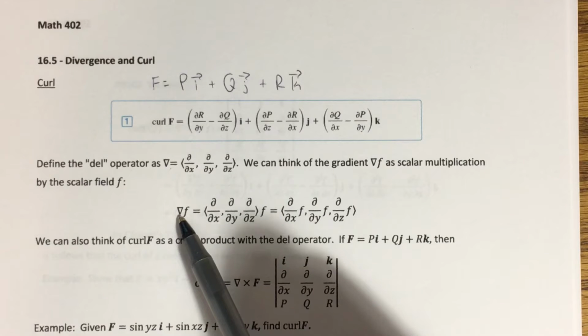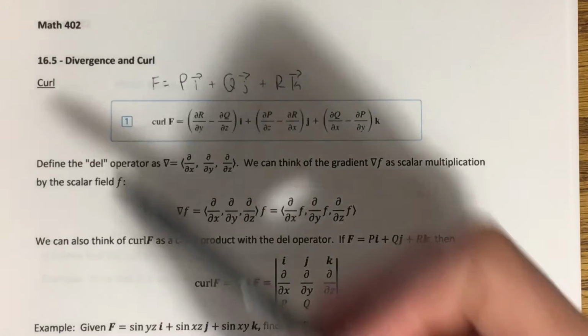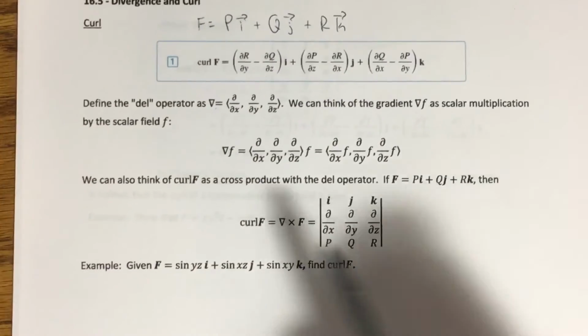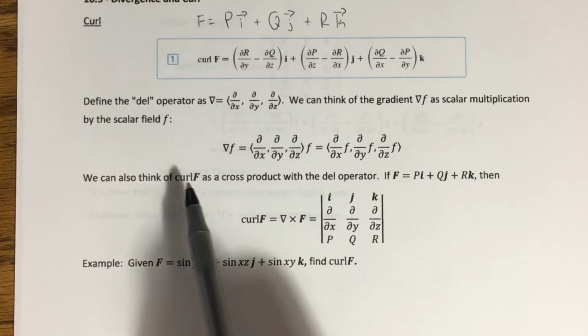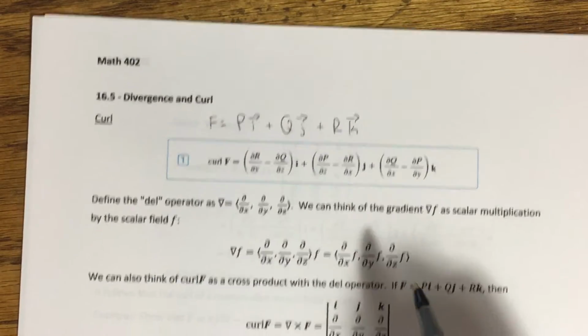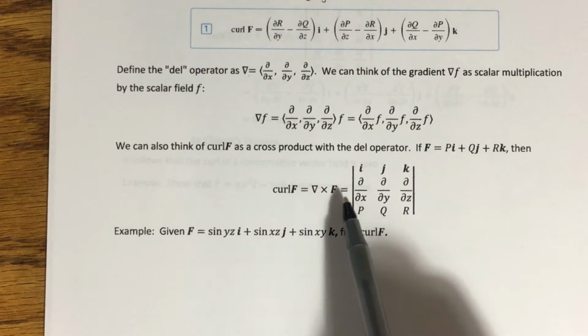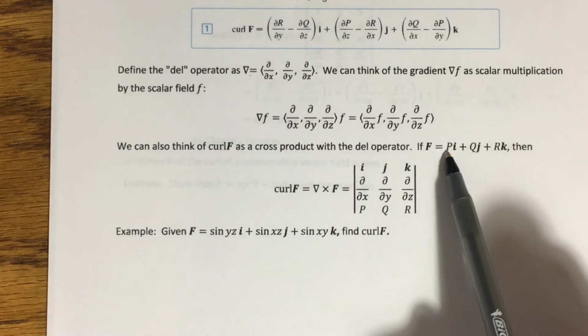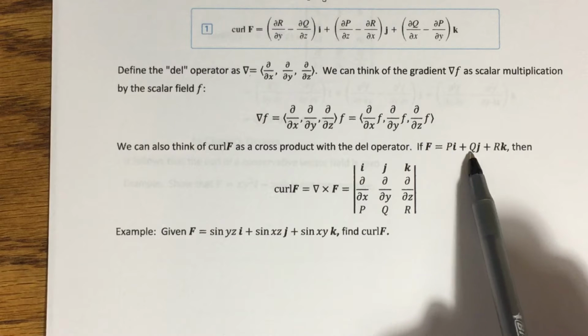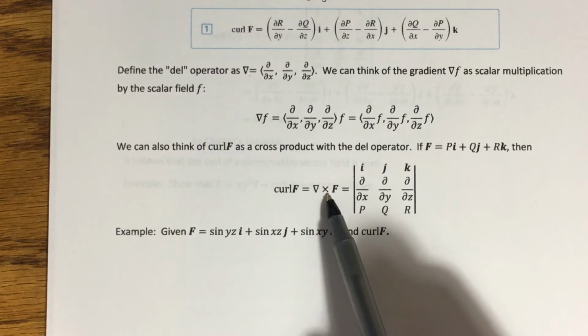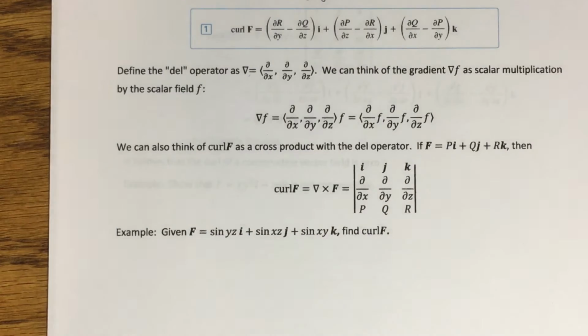But this idea of treating del as a vector and then performing vector operations on it with functions and vector fields and scalar fields, it allows us to make more concise notation of important things like curl and then later divergence. So we can think of the curl of a vector field F, this vector field up here, as a cross product of the del operator with our vector field. Now this makes sense because a vector field is in itself a vector where the components are functions of x, y, and z. So you take cross products of vectors with other vectors, which gives meaning to this.